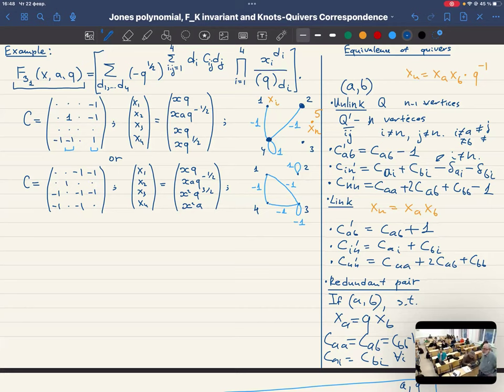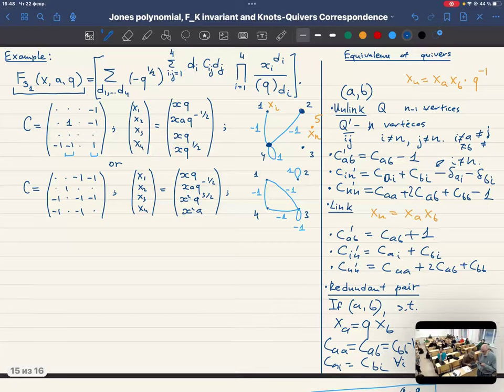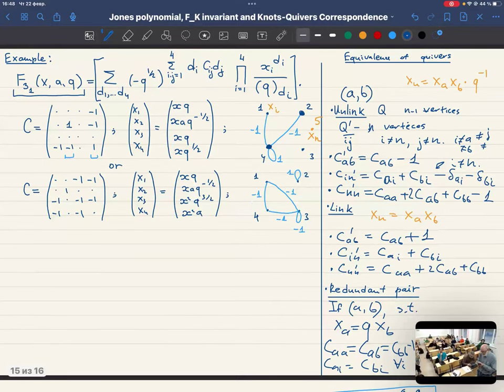And using these rules, we for sure can obtain two different quivers with the same motivic generating function, but it is not proven, and it's probably not true that these are the only rules we have in order to understand whether the two quivers indeed give the same generating function.